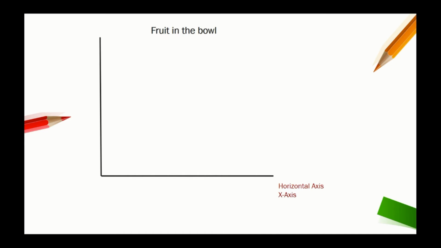So, having created our data table, the next thing we're going to try and do is draw a graph. And the first thing we'll do is give our graph a title. And in this case, our graph will be called Fruit in the Bowl. Next, we're going to draw 2 lines, one horizontal. This is called the horizontal axis, and in mathematics it's called the x-axis. And one vertical line. This is called the vertical axis or the y-axis. And we're going to label each of our axes. So on our x-axis, our horizontal axis, we're going to have the type of fruit. And on our y-axis, the vertical axis, we're going to have the number of fruit.